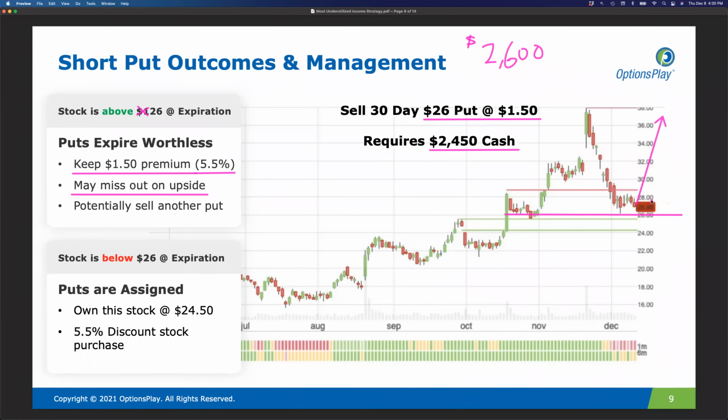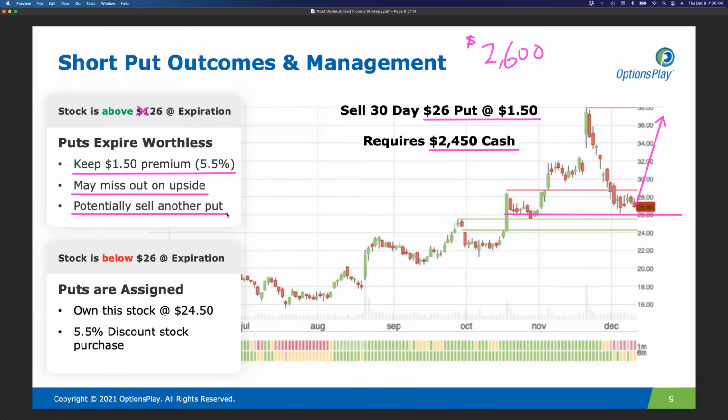But what you do have is the option to potentially sell another put option. Meaning at some point in the future, if you still think the stock is going to rally, you can sell another put option. So once the 30 days is up, you're collecting 5.5%. And remember, this is 5.5% in a single month. This is not 5.5% over the full year.